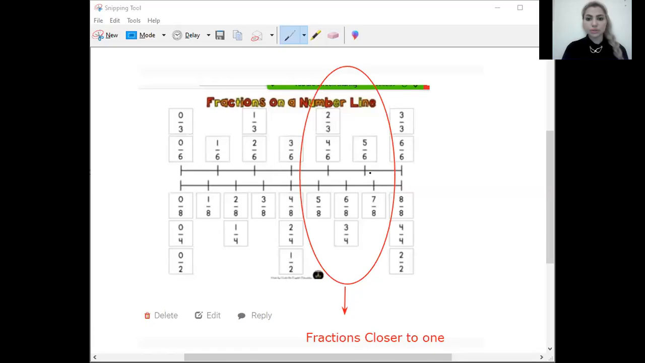I hope you were seeing this. This was the picture that I wanted you to see, that these are the number lines I want you to draw, and these are the big fractions that are near 1. Okay, and here are the small fractions that are near 0.